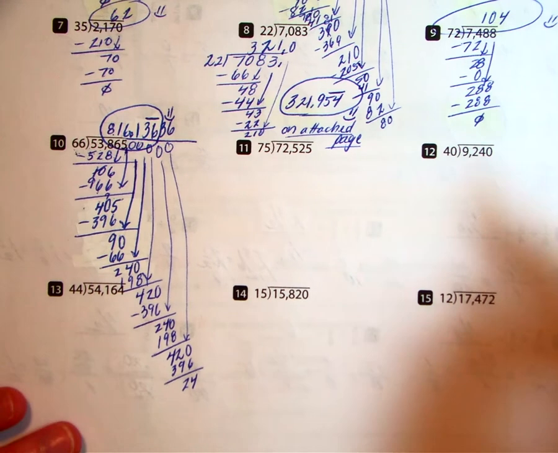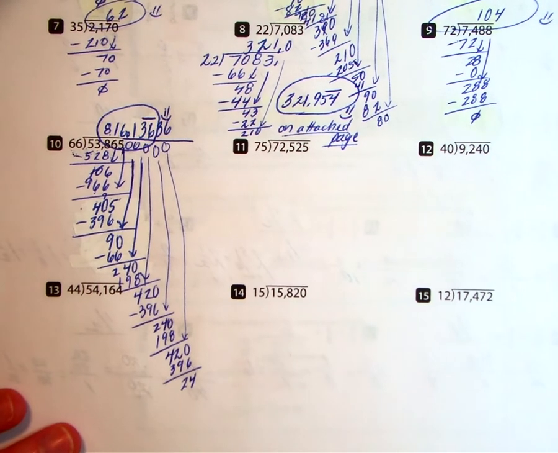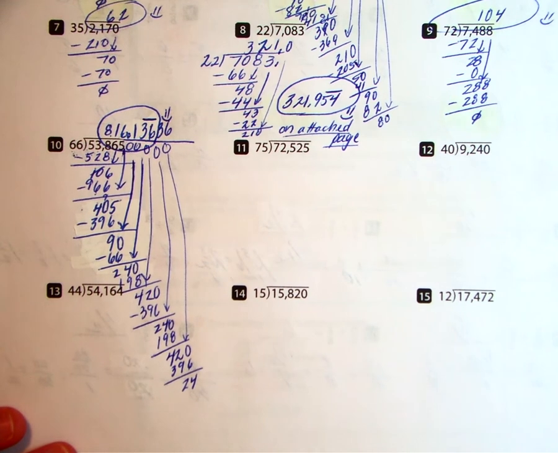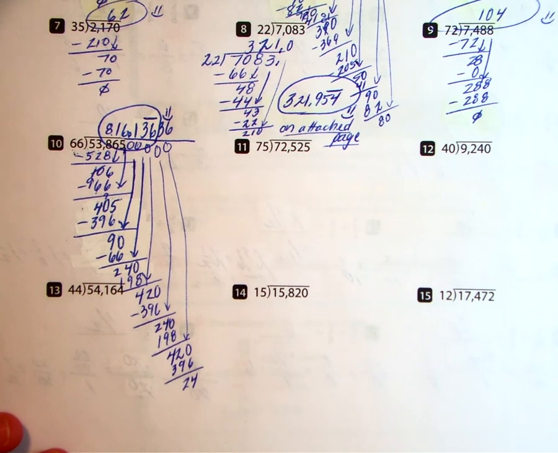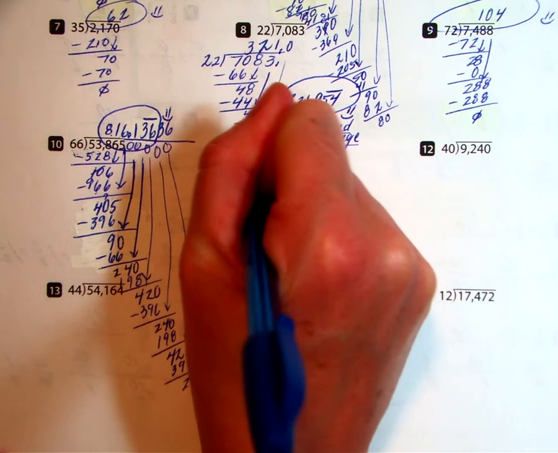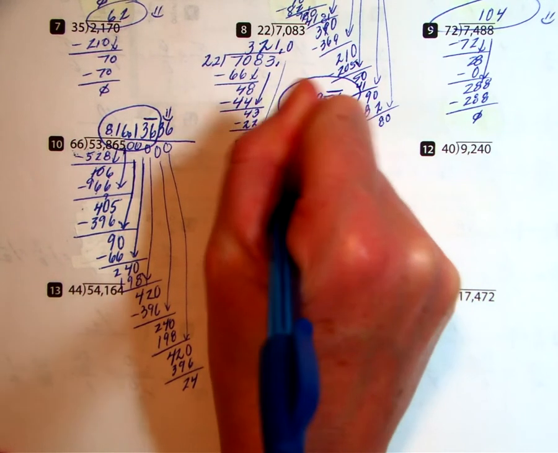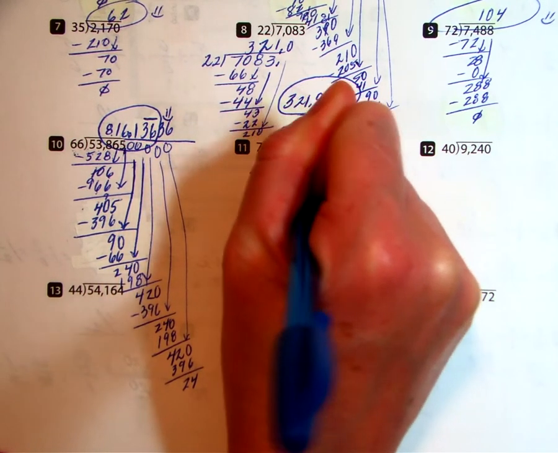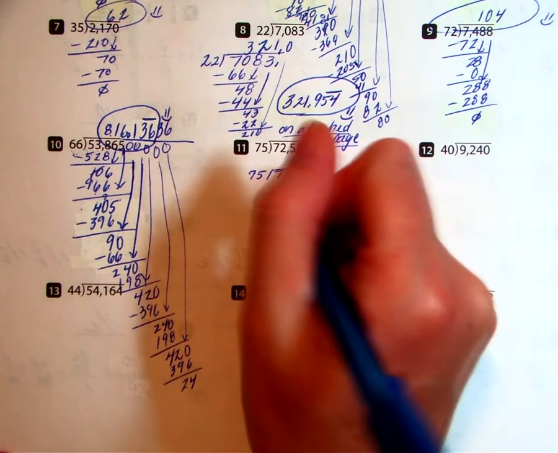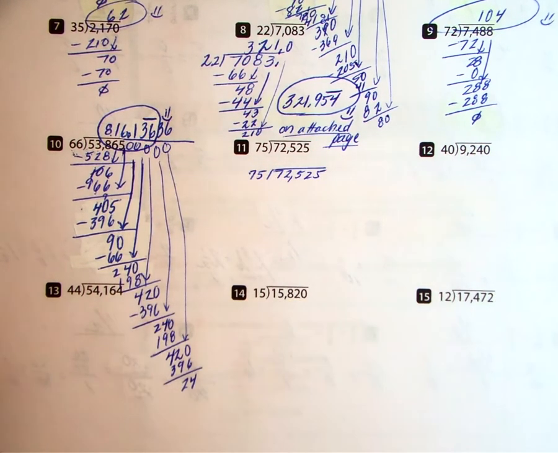Okay. Now, I probably have no space to do 11. Might have to go on an attached page as well. Let's see if I can squeeze it in. I'm nervous because some of these are so long and then I run out of space. Should work out. So 75 doesn't go into 72.